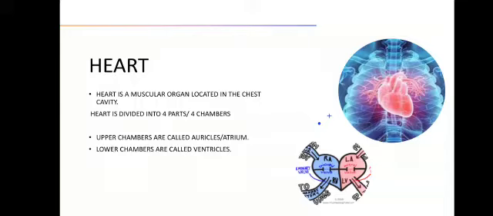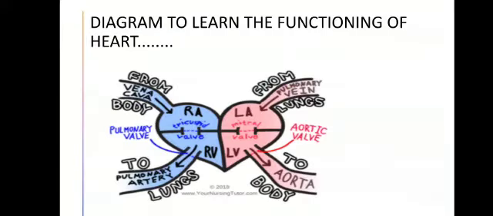So there are four parts or four chambers for the heart: right auricle, right ventricle, left auricle, left ventricle. Upper chambers we call auricle. Lower chambers we call ventricle. So here you can see RA, LA, RV, LV. RA shows right auricle, LA shows left auricle, RV shows right ventricle, LV shows left ventricle. And other tubes you can also see: vena cava, pulmonary artery, pulmonary vein, aorta.